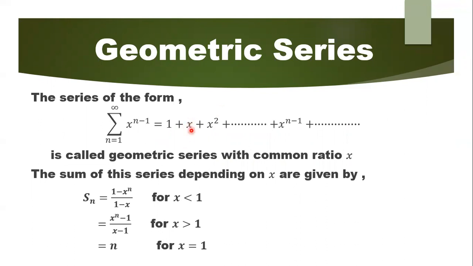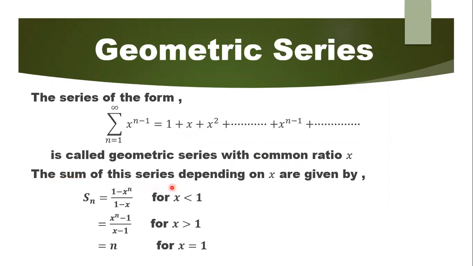See here, if we divide the second term by the first term, that is x upon 1, we get ratio x. Again, the third term divided by the second term, that is x square divided by x, we get common ratio x. Similarly, for all terms, we get common ratio x.